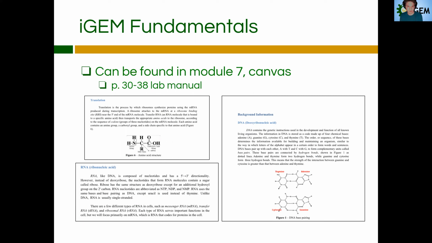Okay, so iGEM fundamentals. This is a page detailing what the general fundamentals look like within the lab Canvas or within the lab manual. These can be found starting in module 7 in the Canvas. This is when we start hitting on translation, RNA, and DNA, and it's found on pages 30 through 38 in the lab manual. It details what translation is, maybe a bit of information regarding what happens during translation. Same thing with RNA, and background information with regards to what DNA is and how to work with it.